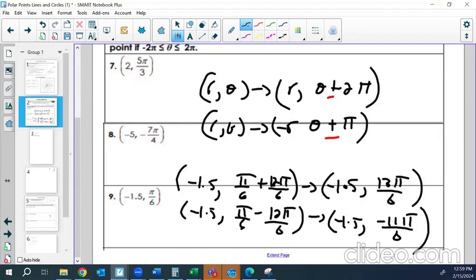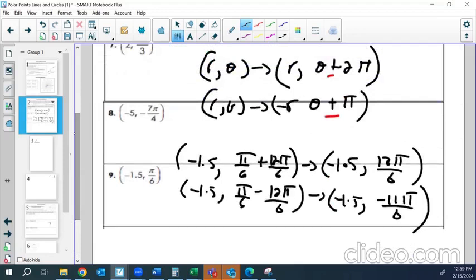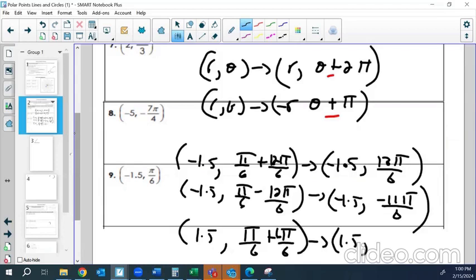The next way now is I'm going to make R negative. I'm going to change the sign on R. Here R is negative 1.5. I'm going to make it 1.5. I'll flip the sign on it. But when I do that, this time I'm going to add pi to the angle. Not 2 pi this time. And that gives me 6 pi over 6 for that pi. And so here I go. That gives me 1.5, comma, pi over 6 plus 6 pi over 6, which is just 7 pi over 6. Okay. So that's what we did yesterday. Good review on that one.